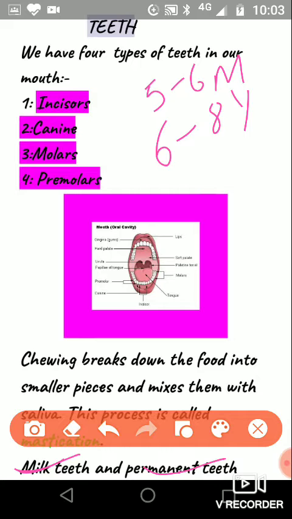So milk teeth start growing at the age of 5 to 6 months, and they start falling at the age of 6 to 8 years. It means when the child becomes 6 to 8 years old, all the milk teeth will fall down, and these milk teeth are replaced by the permanent teeth. Now, what is the number of temporary teeth and permanent teeth in our mouth?